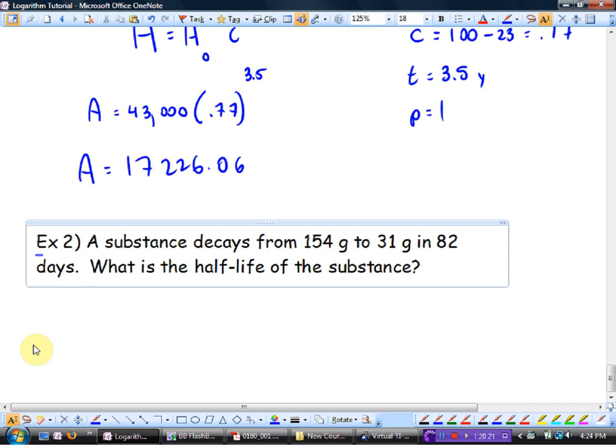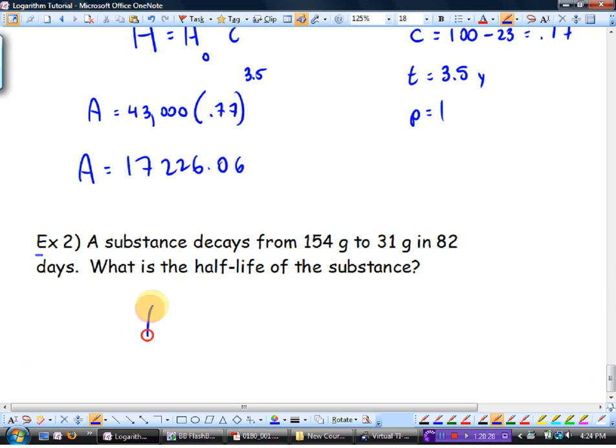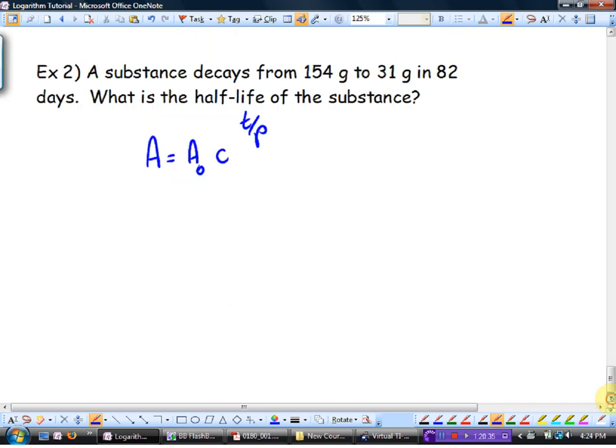What does this question want me to find? Half-life. First thing I would do right away is write down A equals A0 C to the T over P. Now, am I finding time or period? Half-life is the growth period. By the way, T is total time. 82 days is the total time. That means they gave me everything else. What's the final amount? 31. What's the initial amount? 154.